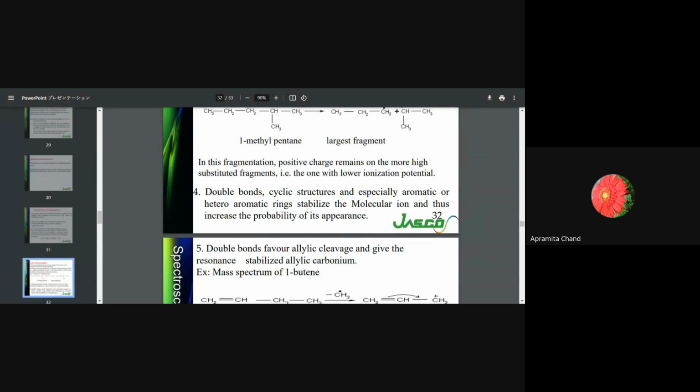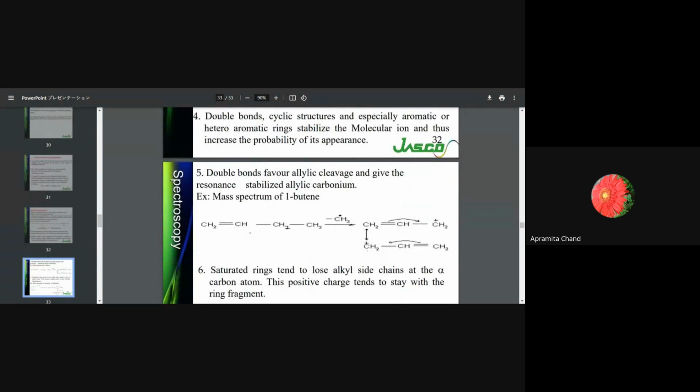So if you have double bonds, cyclic structures, heteroaromatic rings and aromatic rings, they stabilize the molecular ion a lot, and they increase the probability of its appearance. Now these double bonds also favor allylic cleavage and give resonance stabilized allylic carbonium ions.